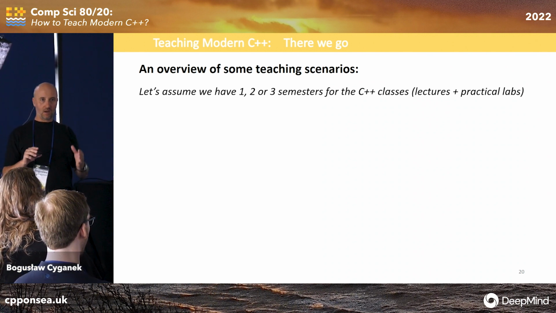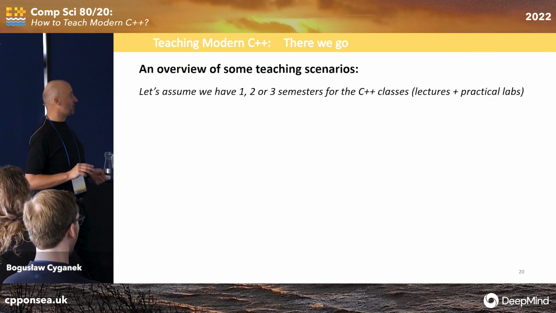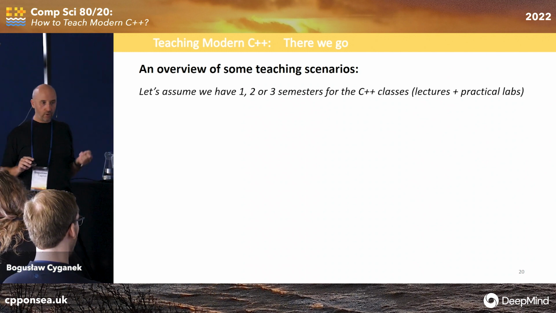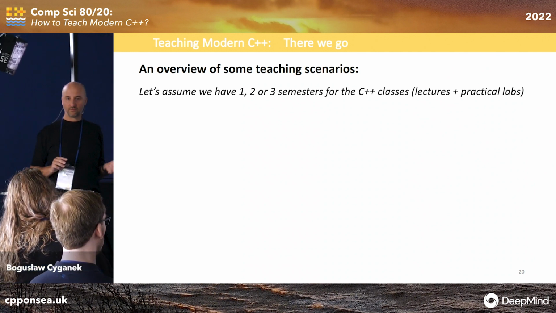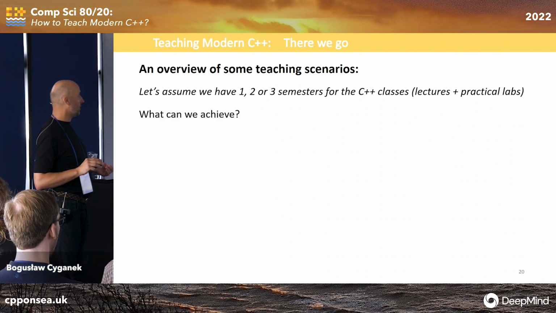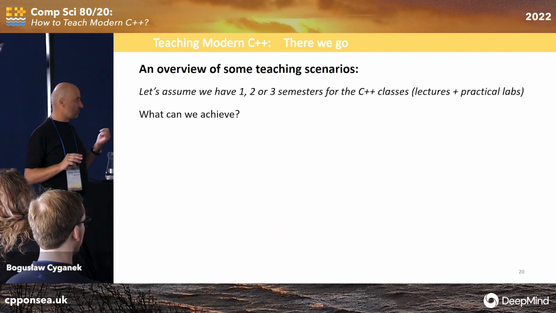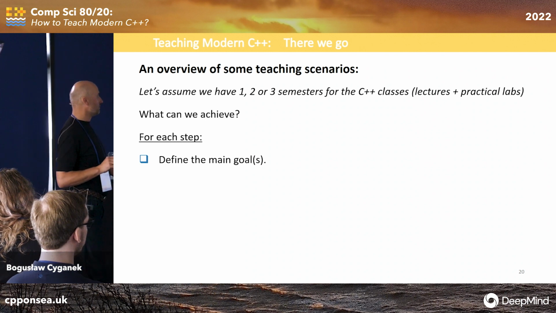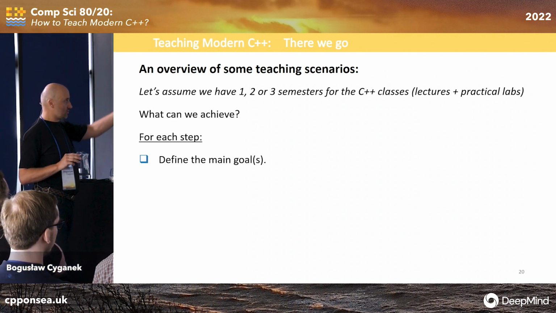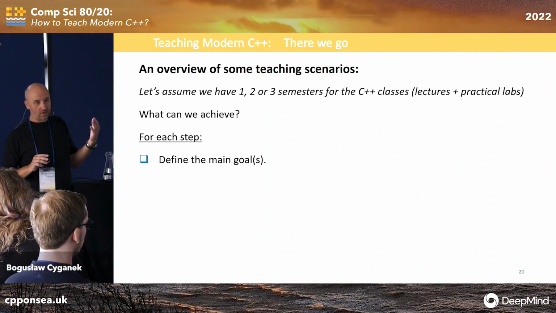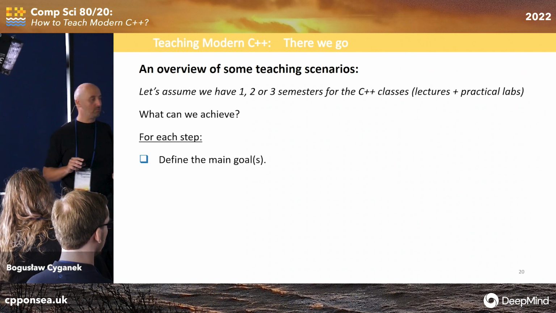So usually there are these 3 parts. They come for 1 semester. But we can do a lot of things in 1 semester if this is organized quite well. So what can we achieve? We need to always ask this question. So for each step, for each, I would say, iteration, we'll come to iterations in a moment.